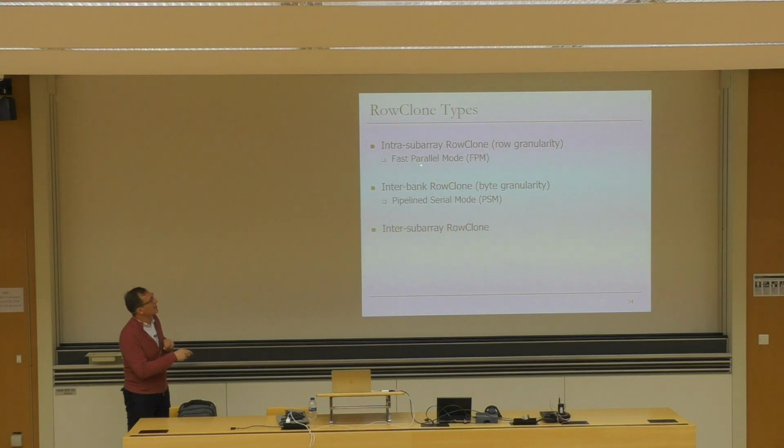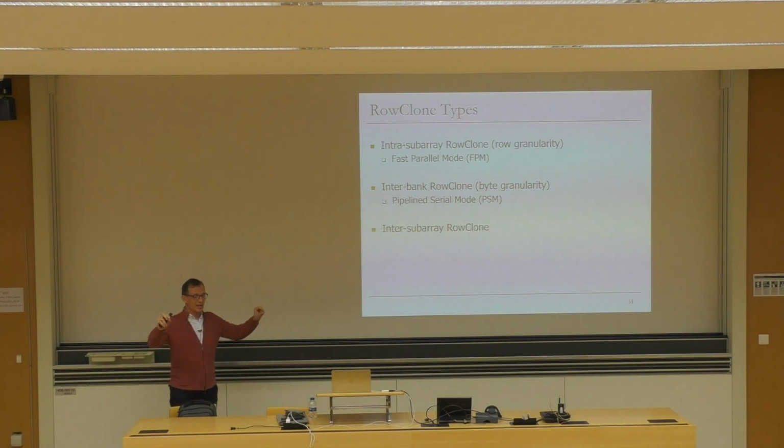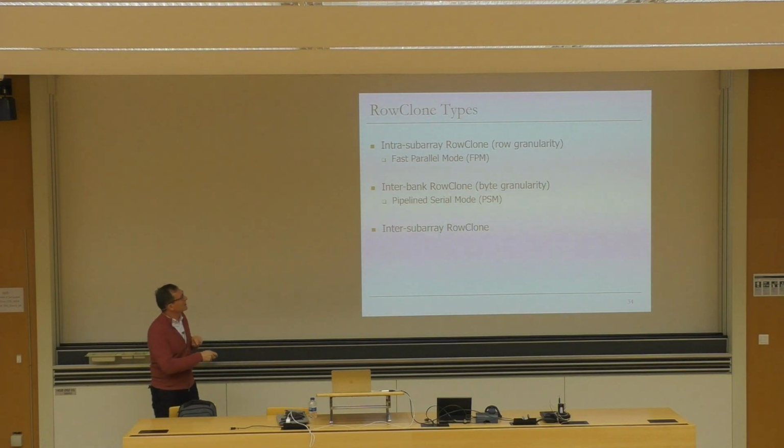One is the intra-subarray RowClone, what we just talked about. It's row granularity. This is called the fast parallel mode in the paper. You basically have a fast parallel mode of copying data within a subarray. But you can also copy from one bank to another bank. This is called Interbank RowClone. It's byte granularity. So these are different granularities, as you can see. This is called pipeline serial mode for reasons that will become clear soon.